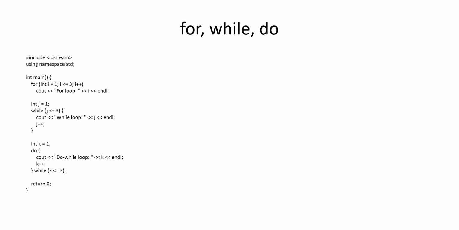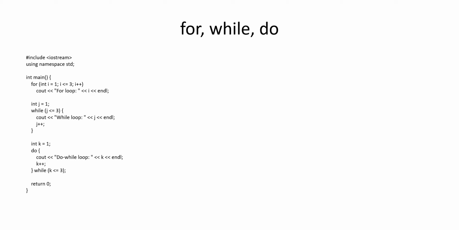This slide is a demonstration for for, while, do while statements. Loops are used to execute a block of code repeatedly. The for loop is suitable when the number of iterations is known. The while loop checks the condition before execution, while the do while loop executes at least once before checking the condition.